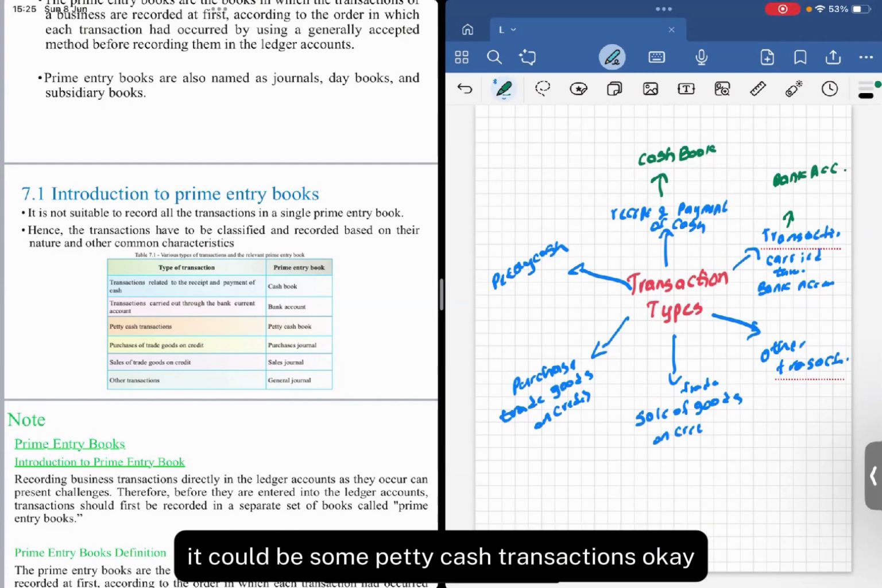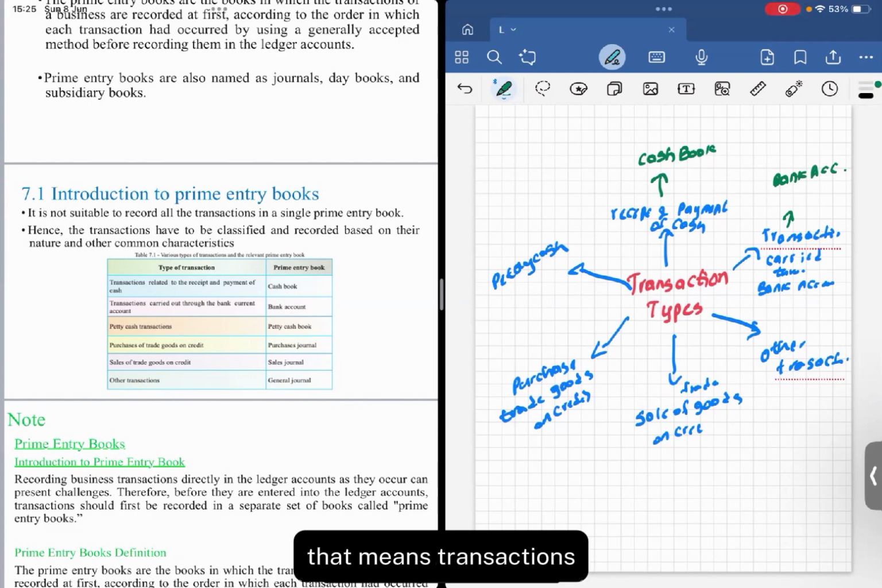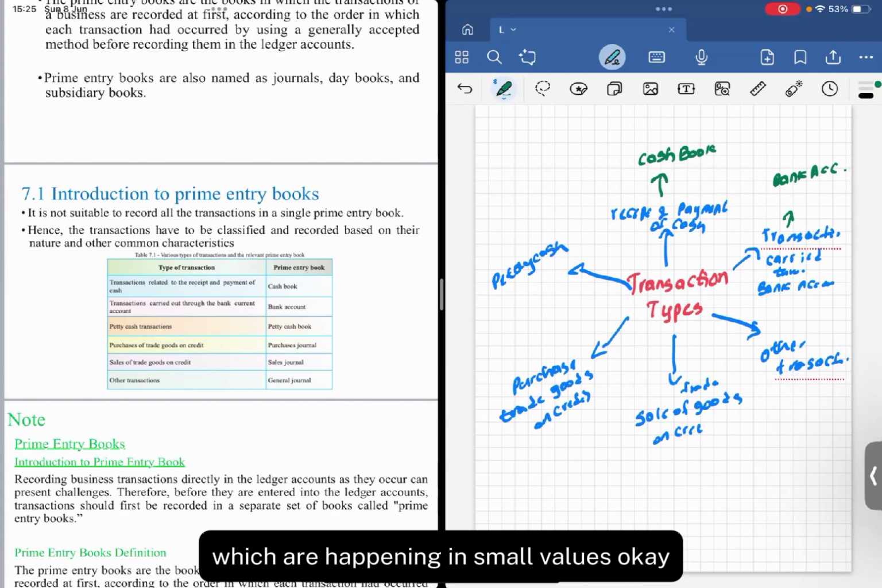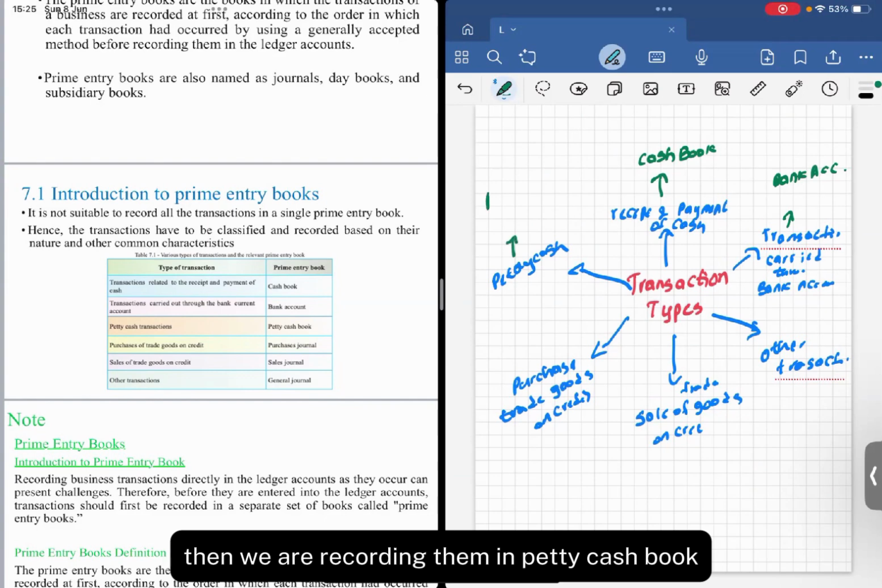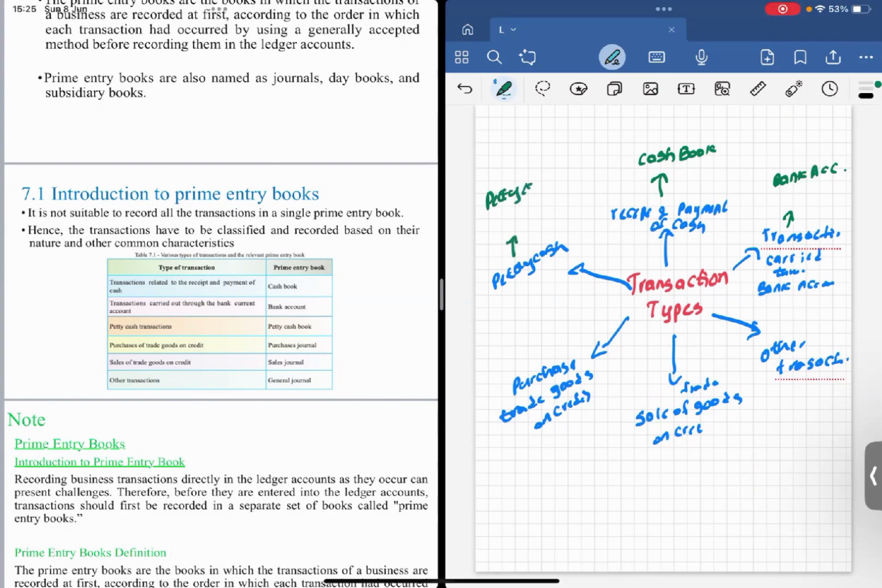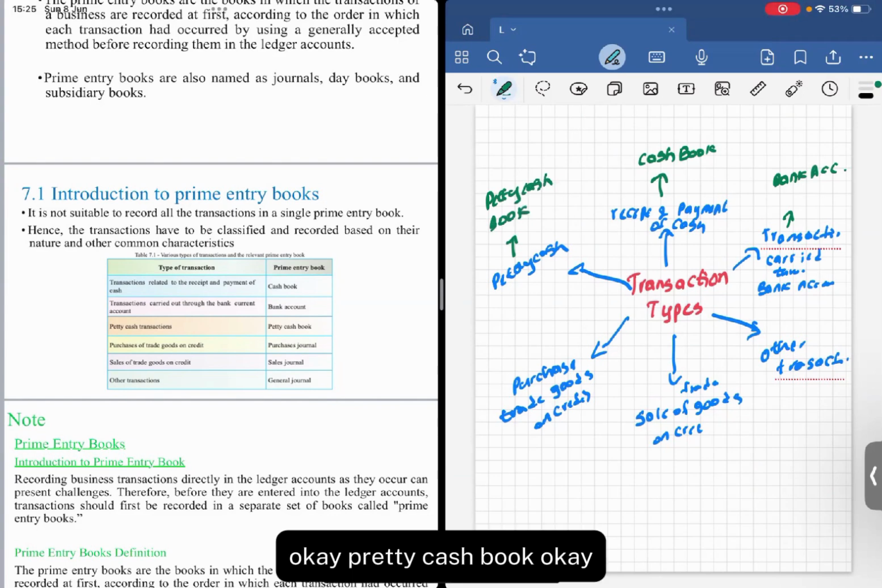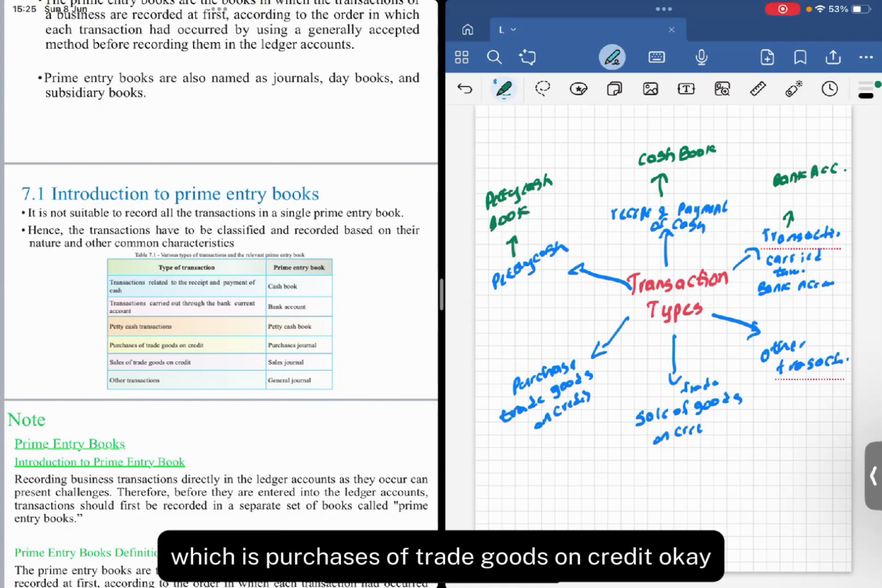Okay, it could be some petty cash transactions. Okay, that means transactions which are happening in small values. Okay, then we are recording them in petty cash book. Okay, then it could be a transaction which is purchases of trade goods on credit.